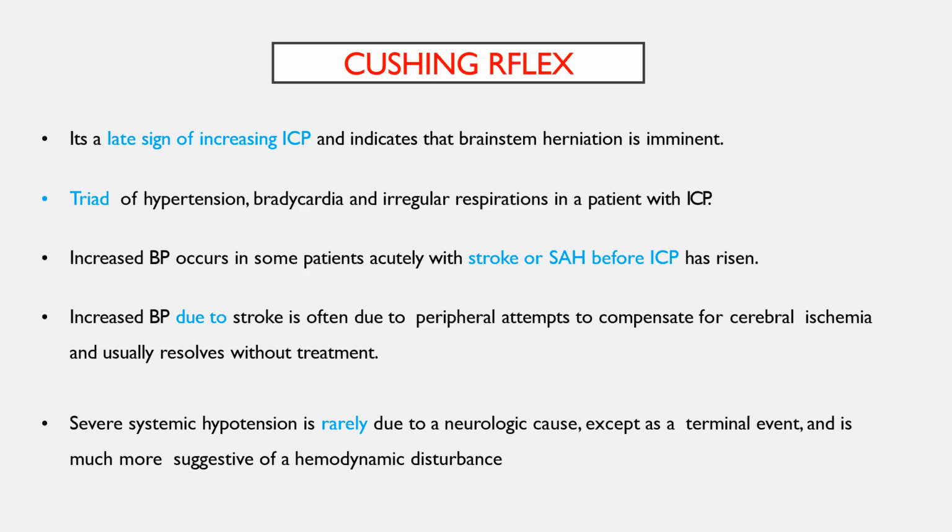Increased blood pressure due to stroke is often due to peripheral attempts to compensate for the cerebral ischemia. It resolves without treatment. If a patient comes in an emergency with severe hypotension, it is rarely a neurological cause. Don't think about a neurological cause as the first cause. Rule out cardiac, septic, and hypovolemic shock. Okay. Next.